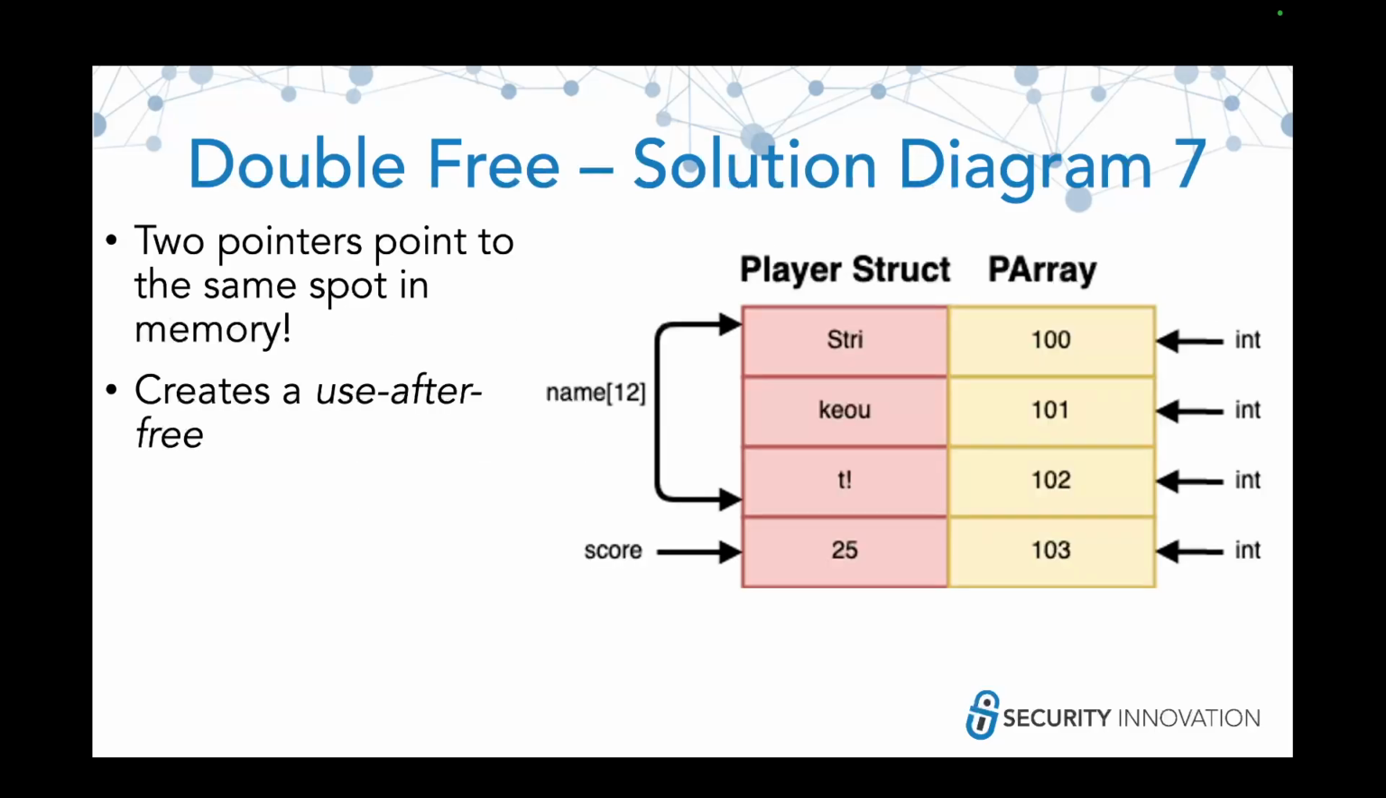And this is going to lead to the same overlap situation as before as well, where the player structure is being used, and it's going to point to the same memory as the P array. So the 103 will once again overlap with the 25 of the score.